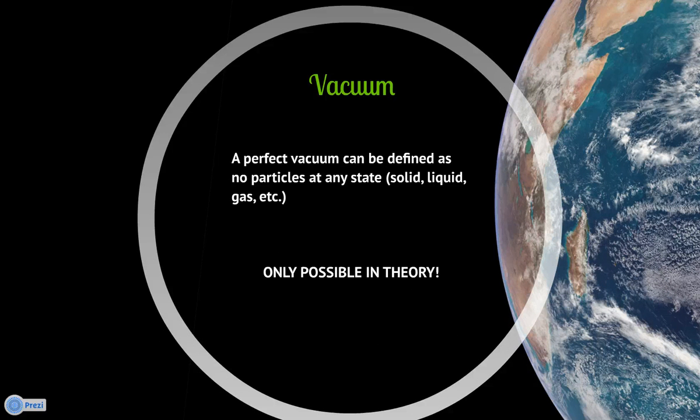Essentially, a vacuum, or a perfect vacuum, can be defined as having no particles at any state, whether solid, liquid, or gas. That's the true definition of vacuum. The only problem with that is it's really only possible in theory, since there's always some level of molecules floating around. It just depends on how many, how frequent those molecules are, or how infrequent when we refer to vacuum.